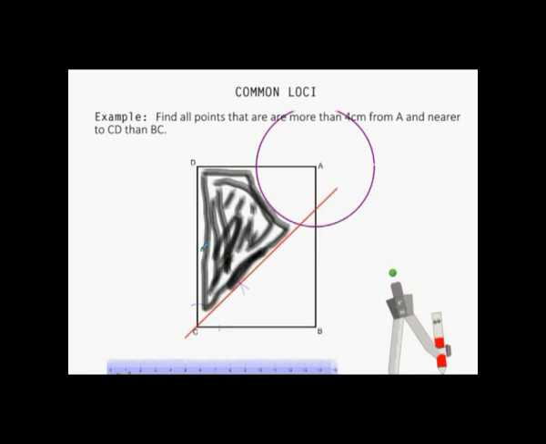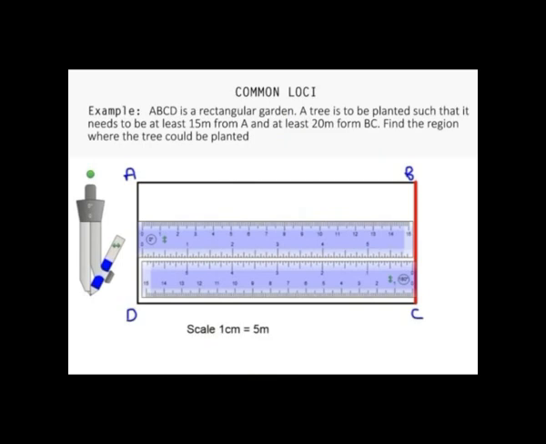We take two examples. First one, ABCD drawn to scale is a rectangular garden. A tree is to be planted such that it needs to be at least 15 meters from point A and at least 20 meters from the side BC. Find the region where the tree could be planted.